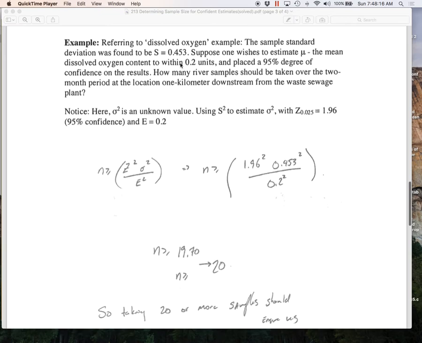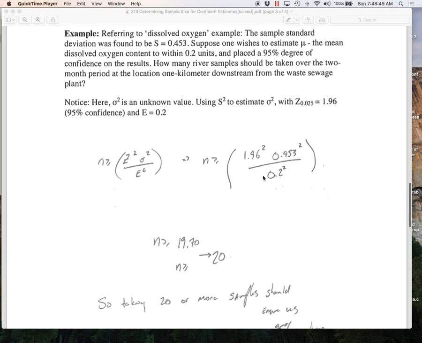Here we're going to use, in this particular case, because we're talking about sample size and just making an estimate, we're going to just pretend that S is actually close enough to sigma to call it sigma. So here we will say that S squared estimates sigma squared. Okay, so here is S. We will assume that it's similar to sigma. And then here the error, we want to be within 0.2 units. So this is 1.96 squared times 0.453 squared divided by the error 0.2 squared.